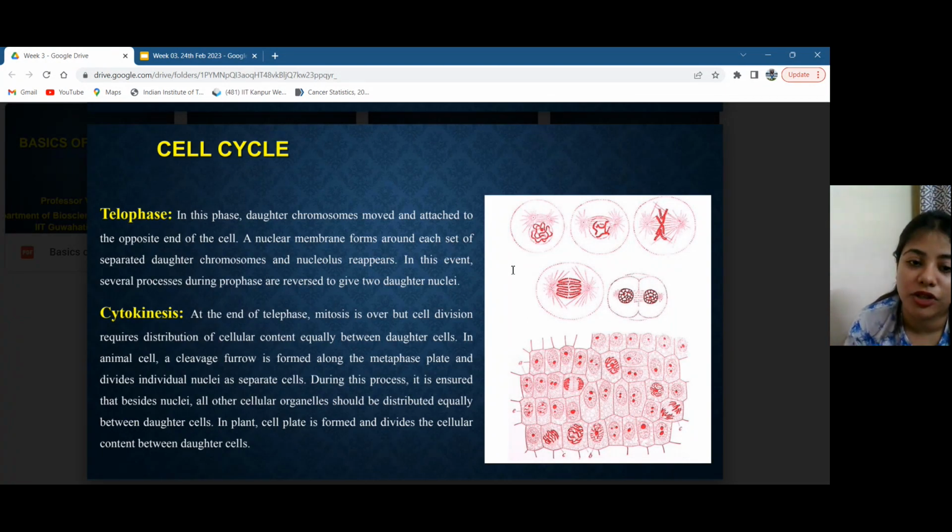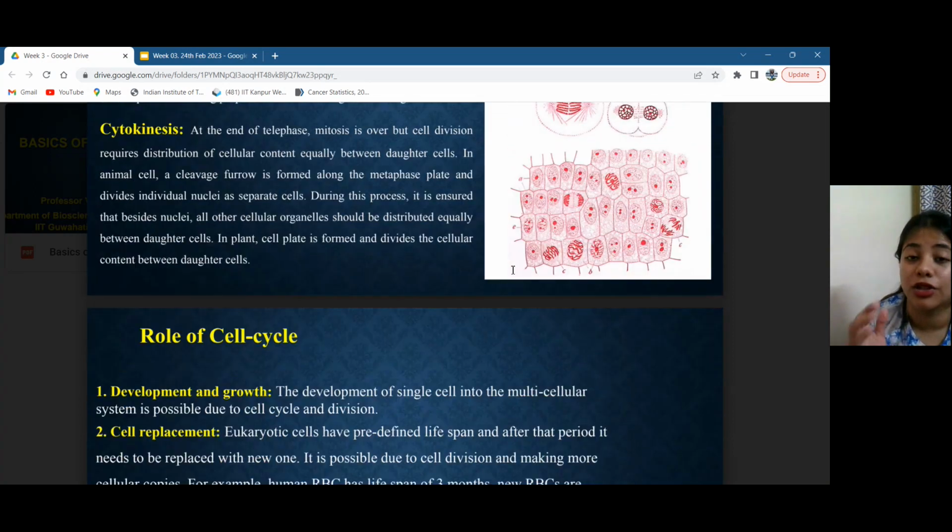After that is the process of cytokinesis, where cell division requires distribution of the remaining cellular content equally. For animal cells at least, a cleavage furrow is formed, and individual nuclei are also able to divide, and all of the cell organelles should also be divided, and this should be done with a lot of accuracy so that equal division of all components takes place.